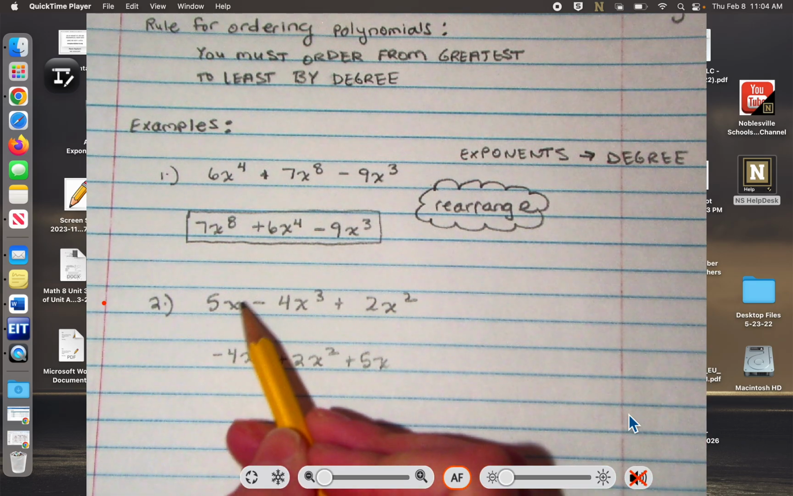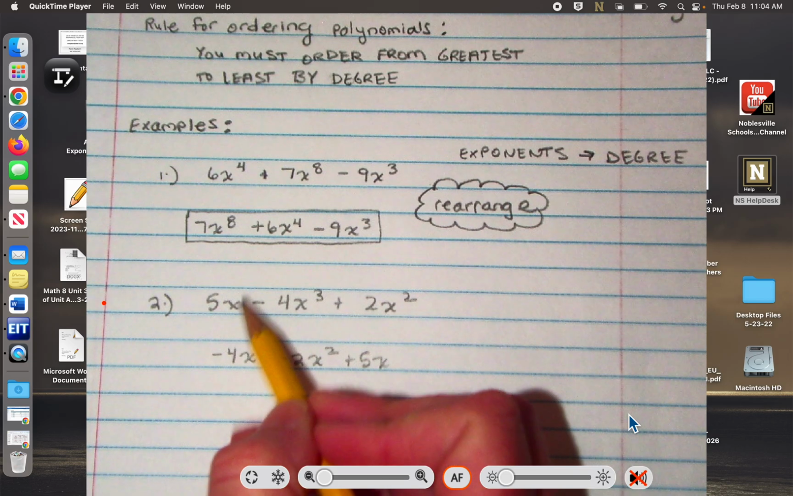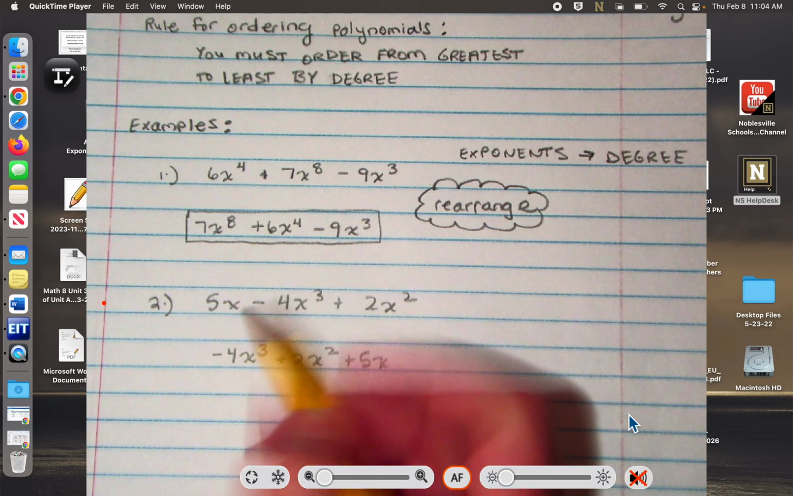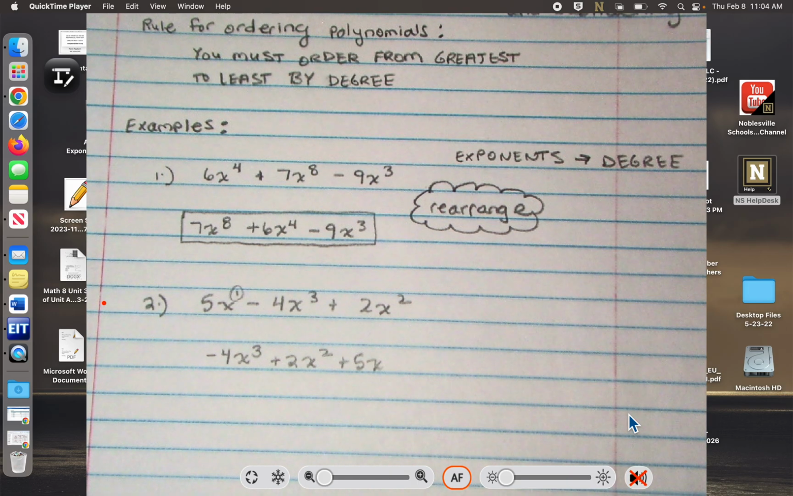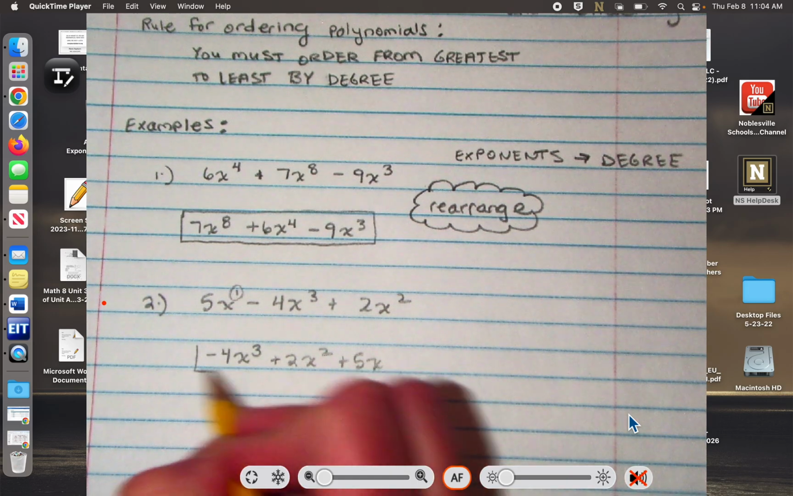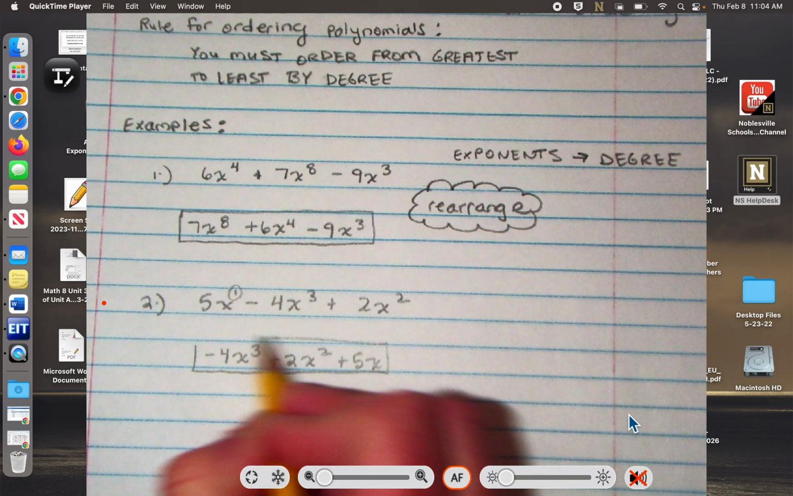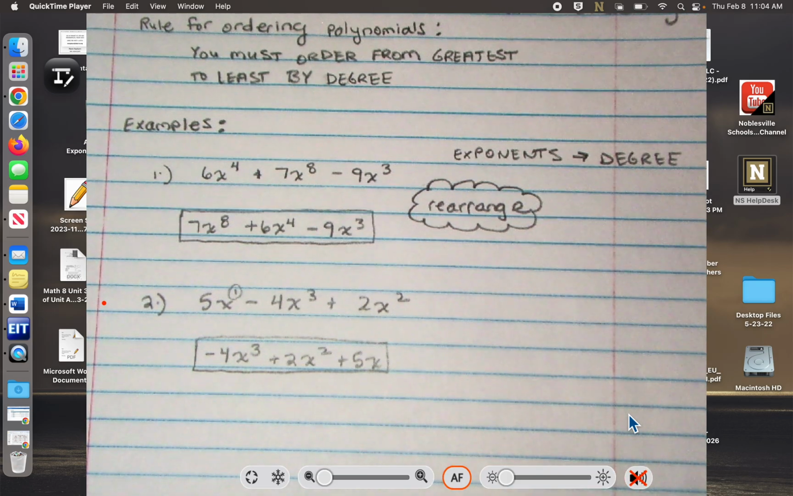So remember, we're looking at the degrees. What degree is hiding here? A secret 1. So if there isn't a degree, you know that it's a 1, okay? And if you want to write that in, I suggest you do that. Okay, let's do one more.